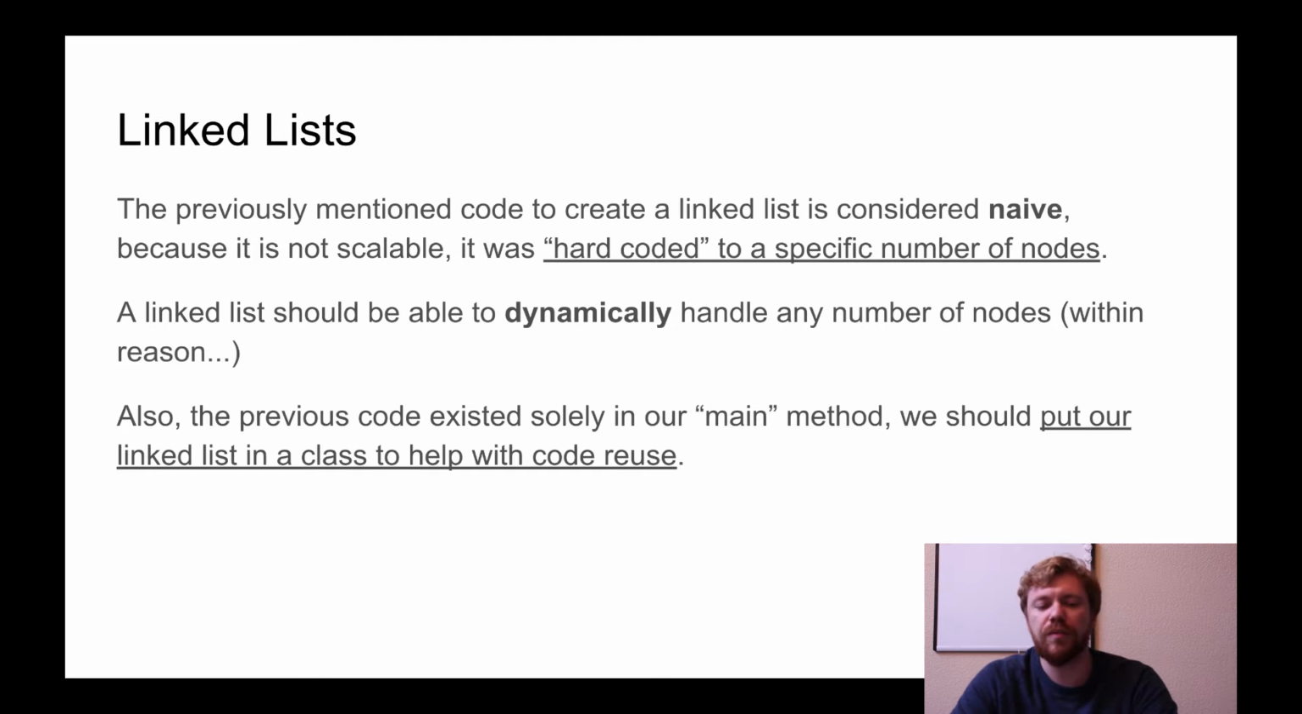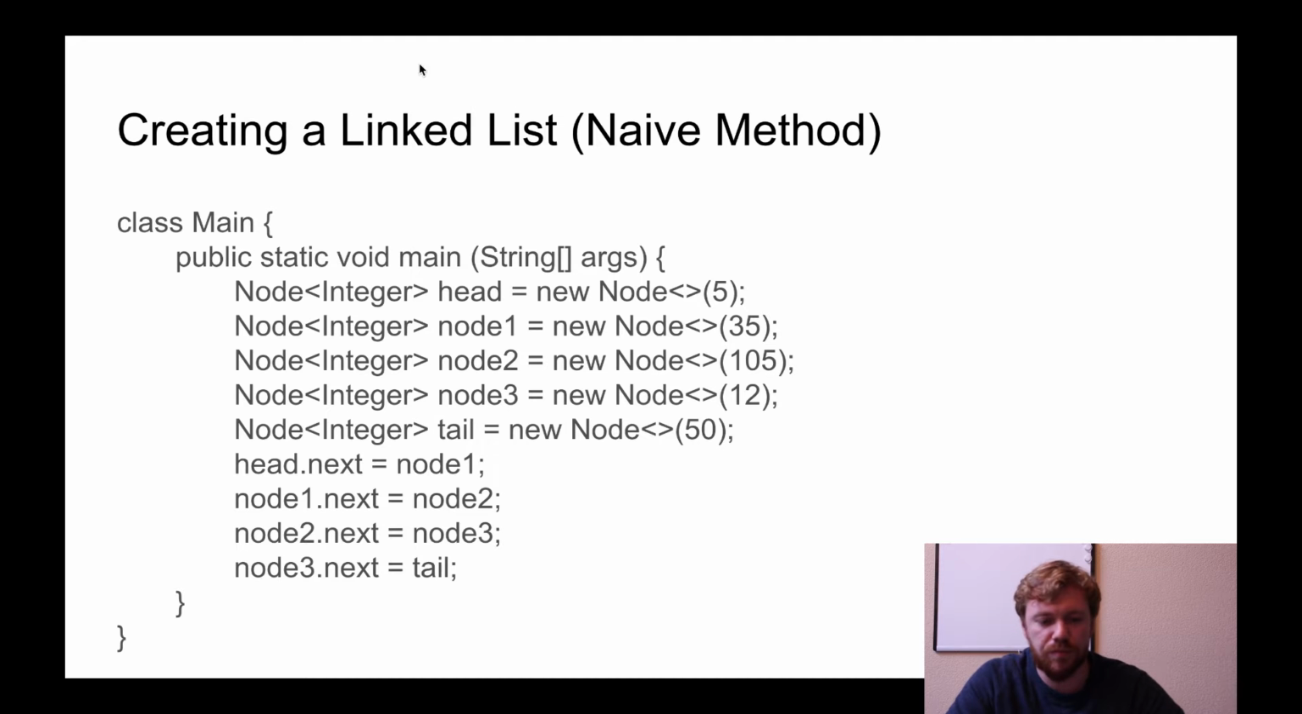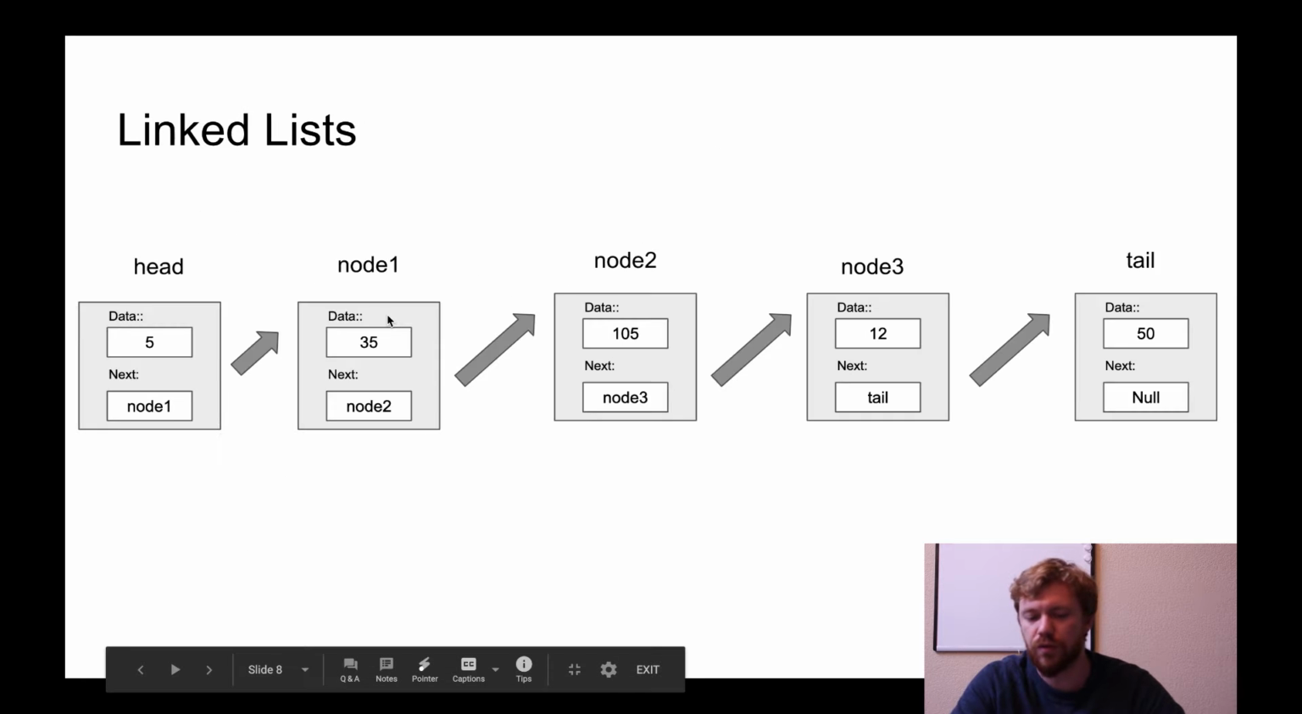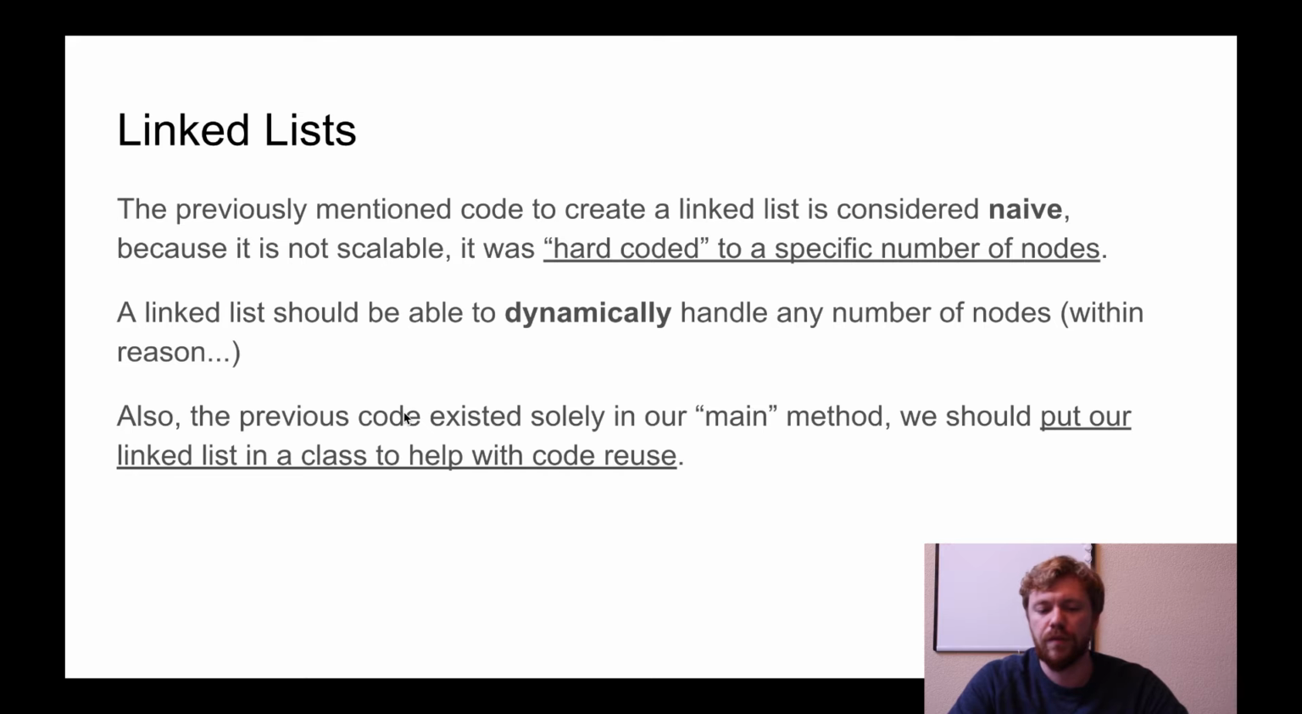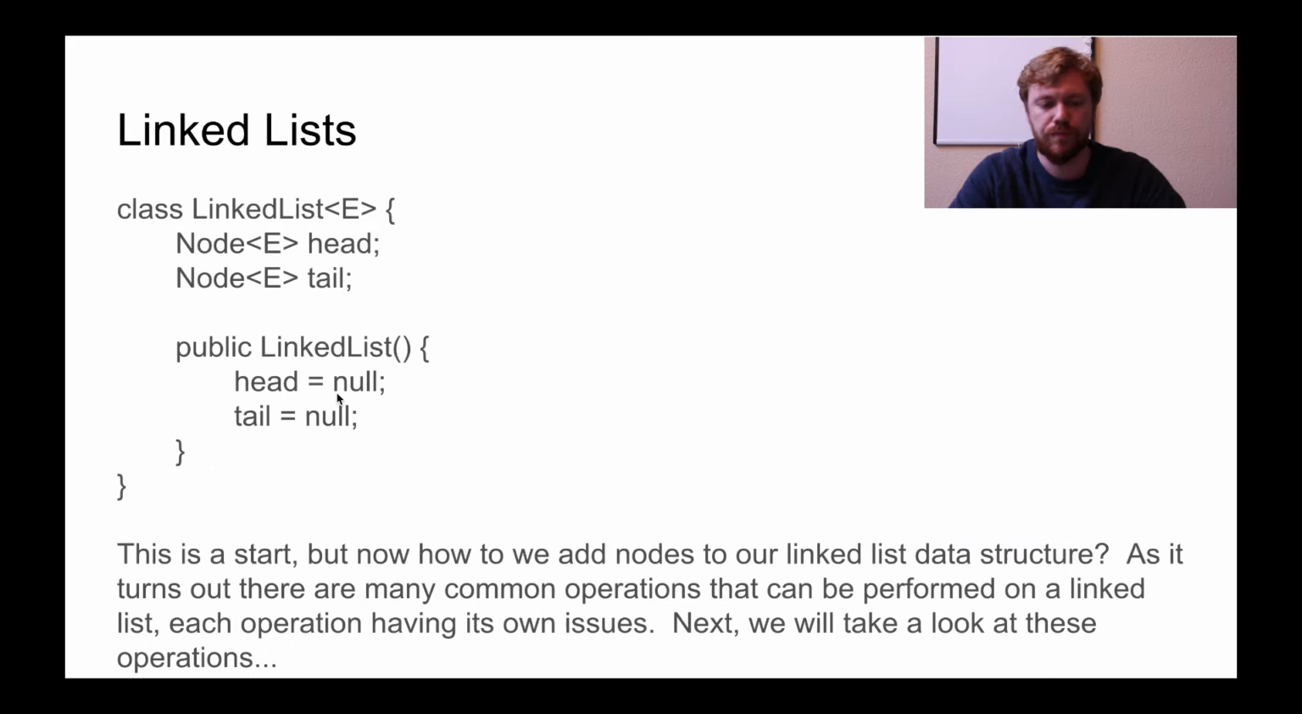And another issue is that the previous code existed solely in our main method. And what we want to do is put our linked list in a class to help with code reuse. So that way, every time that you want to use a linked list, you're not doing what we did in this previous slide where we create a bunch of nodes like this and so on and so forth. And this makes sense, right? The array list that you use is a data structure, and that data structure is in an array list class.